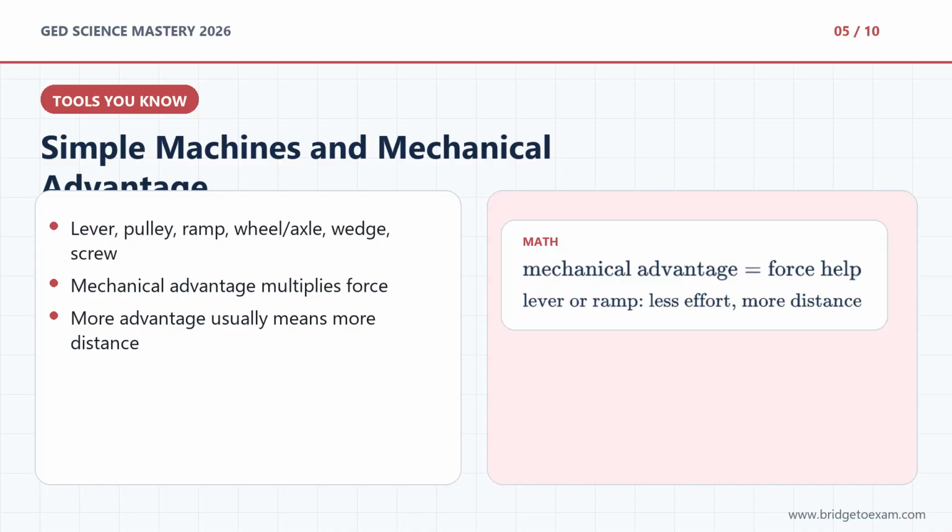The GED may name common simple machines: a lever, a pulley, an inclined plane or ramp, a wheel and axle, a wedge, and a screw. The shared idea is mechanical advantage, which means the machine multiplies your force or changes its direction. A longer ramp has more mechanical advantage because it needs less force, but you travel farther. A longer lever arm can lift a load with less effort. Again, the machine helps you, but it does not create energy from nothing.